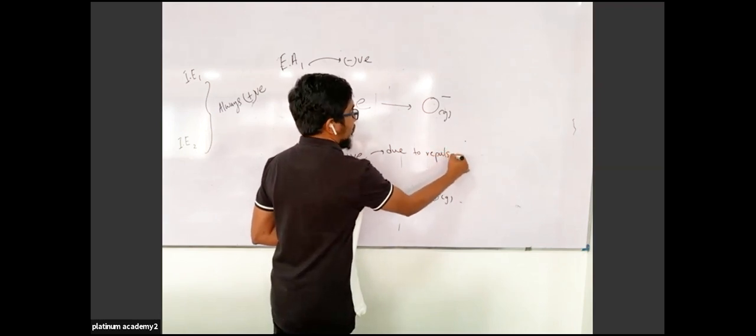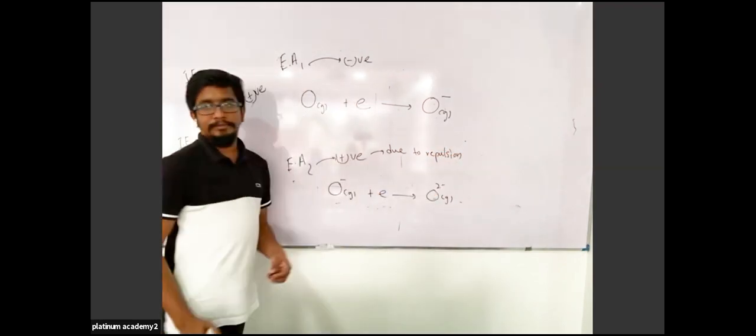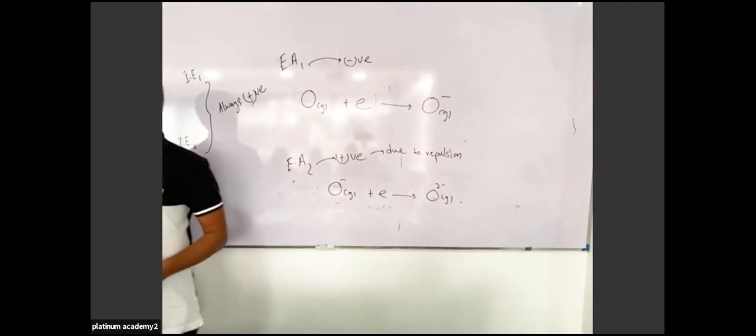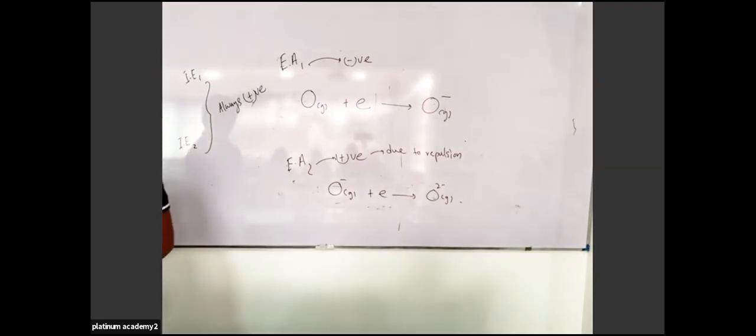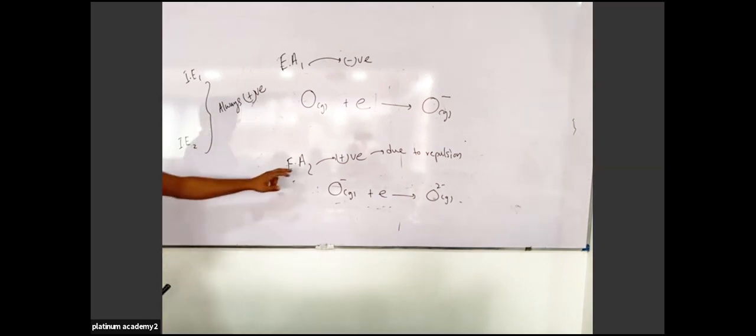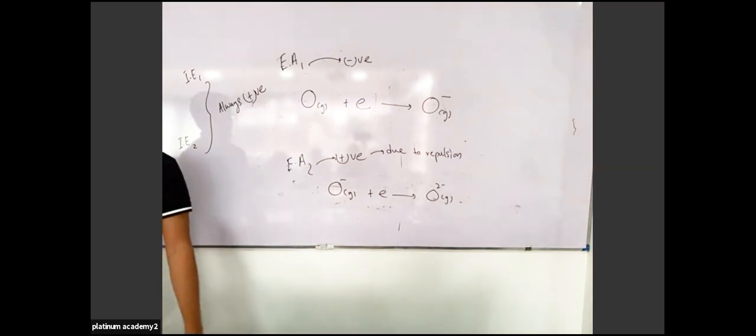Yeah, that is that. In N3 minus. Yes. You get it? Because we are going to pair this electron, there will be repulsion. So we need to put in some effort. That's why electron affinity 2 is positive due to repulsion.